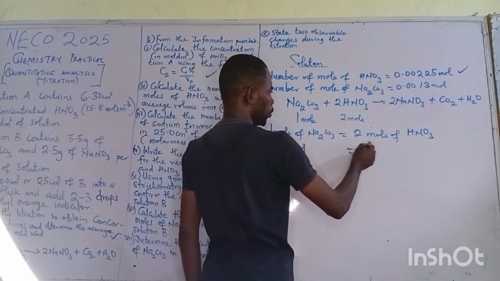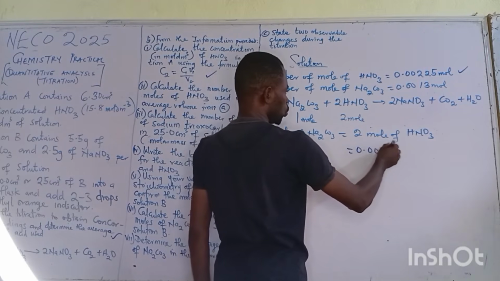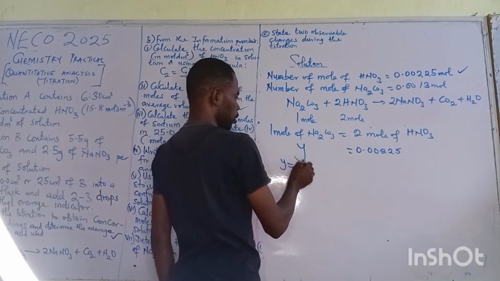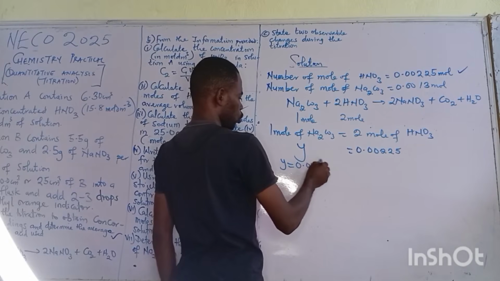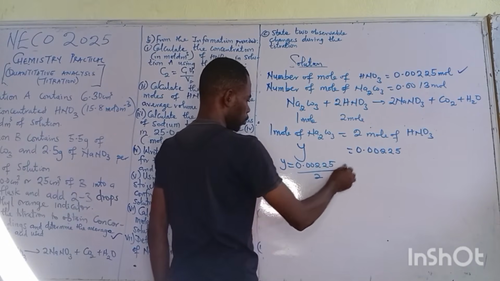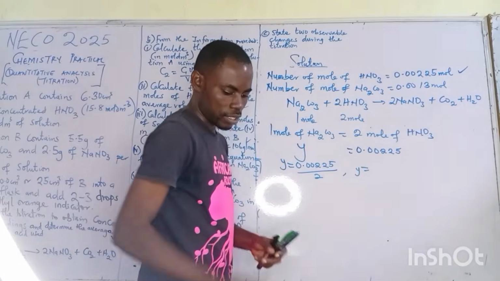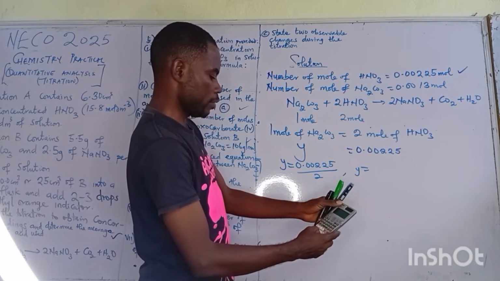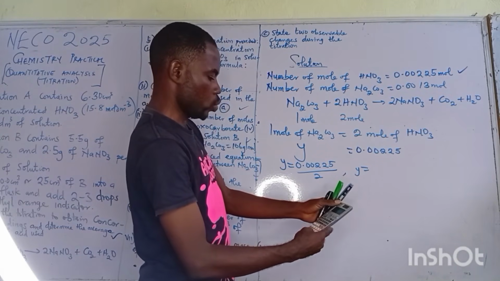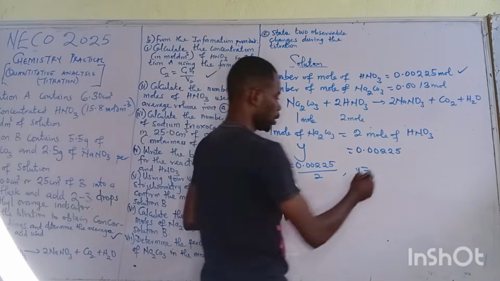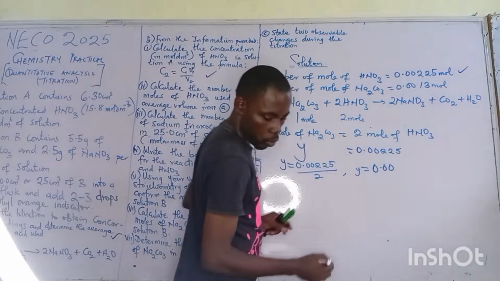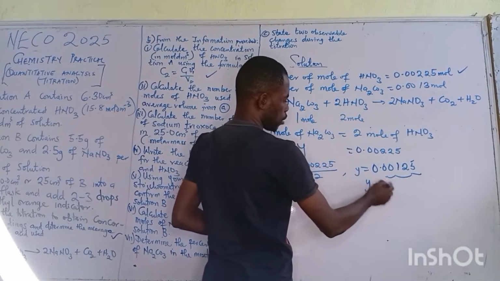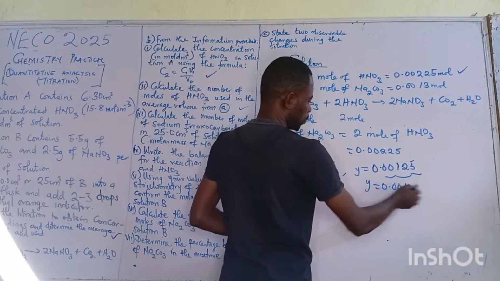So we have 0.00225 of this. When you cross multiply, I have y equals 0.00225 over 2. Y will give me what? Let's use my calculator. 0.00225 divided by 2, I have approximately 0.00125. Remember, I approximated to get that one. That is approximately y equals 0.0013. You just want us to confirm.